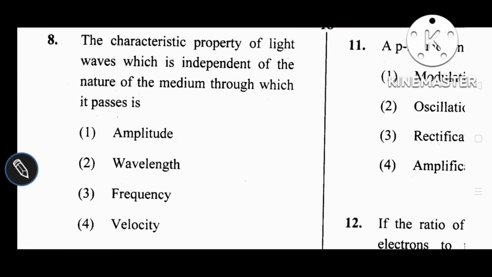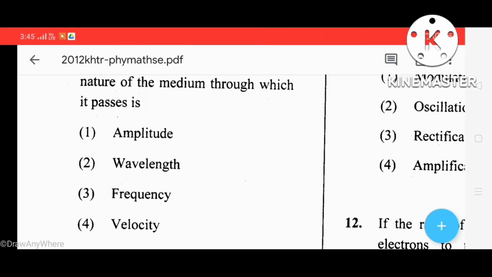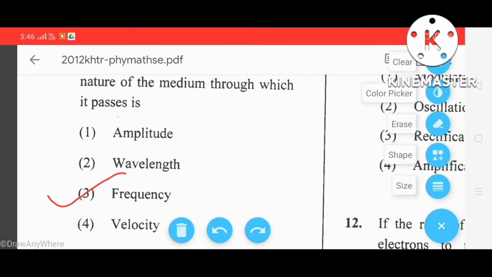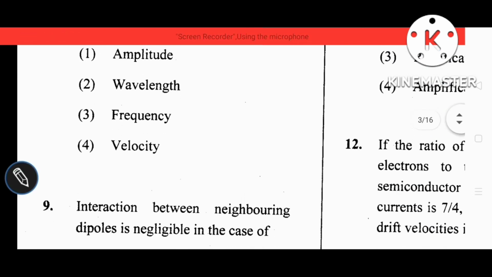8. The characteristic property of light wave which is independent of the nature of the medium through which it passes. The correct answer is here the frequency, that is option number 3. Frequency will be independent of the nature of the medium through which it passes.